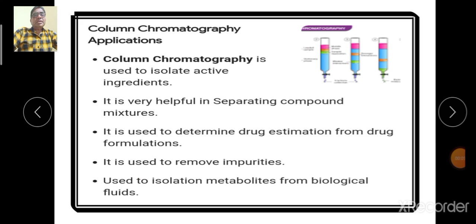Now let us see the applications of column chromatography. It is used to isolate active ingredients, for the separation of mixtures, to determine drug estimation from drug formulations, to remove impurities, and to isolate metabolites from biological fluids. These are the applications of column chromatography.